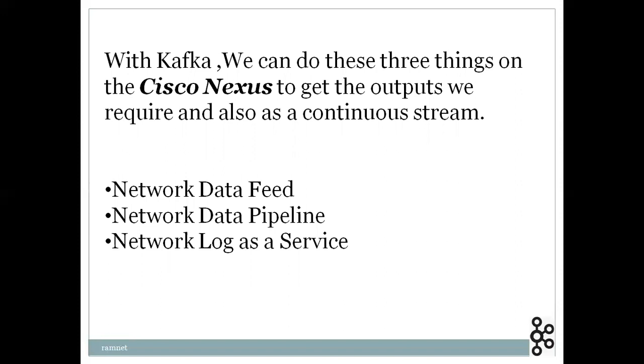That is a network data feed, network data pipeline, and network log as a service. These three things we can get from any network device, not only from Cisco. Maybe if you know something on the Juniper side, or some of the firewalls like Palo Alto, Checkpoint, if they're supporting that, we can pull it up, because all the SOC engineers require that all the events happening on a particular firewall need to be properly analyzed, and it's going to be a continuous stream as well. So we can use them in the firewall industry also.